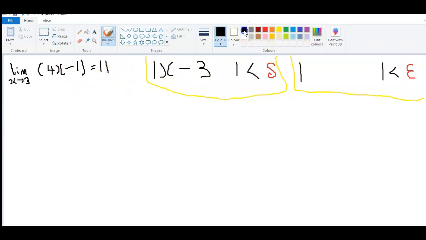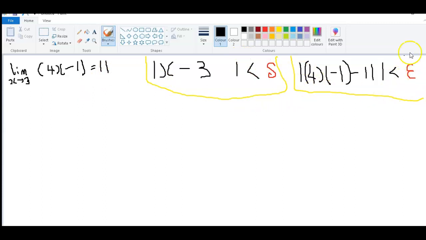So you can just rewrite: 4x minus 1, which is the f of x, minus 11. Okay. Now, to not get confused, you can simplify it now, but we're not going to simplify it yet. We're just going to put it in brackets so you can clearly see it. So this is f of x minus the limit: 4x minus 1 minus 11. Okay, so done.